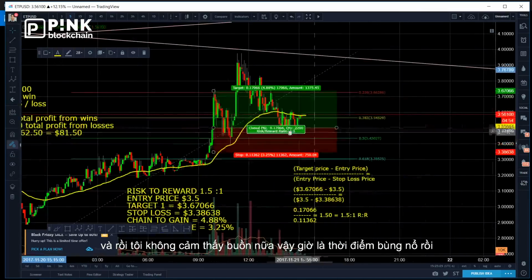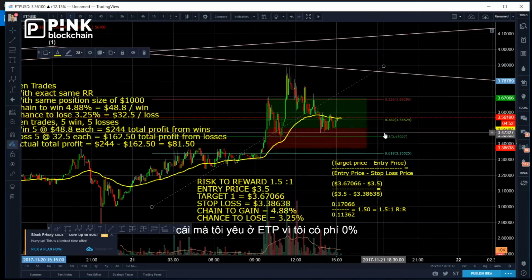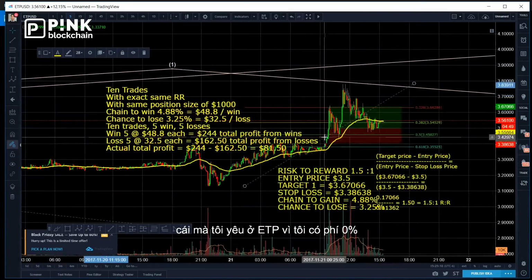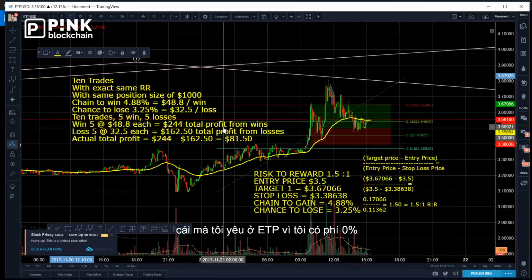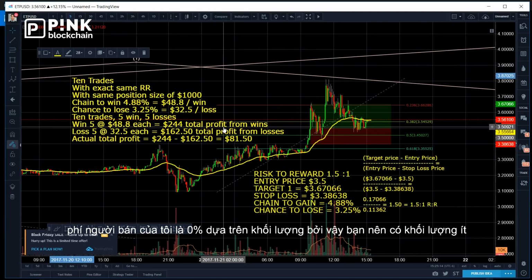Okay, so this is priming for a breakout right now. This is itching for a breakout right now. What I love about ETP is because I have a 0% fee, right? Because my maker fee is 0% based on my volume. You have to do quite a bit of volume to get to that.